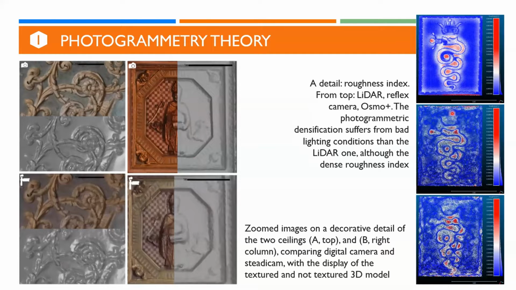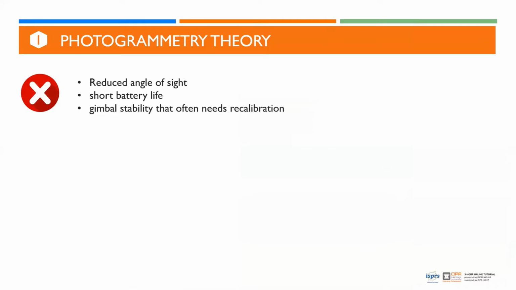LiDAR, reflex, and the digital camera, and our low-cost sensor. So you can see that actually it is quite good as a result. Of course, we have to think that when we are dealing with low-cost photogrammetry, there will always be some drawbacks. In this case, for example, short battery life, reduced angle of sight, and so on.